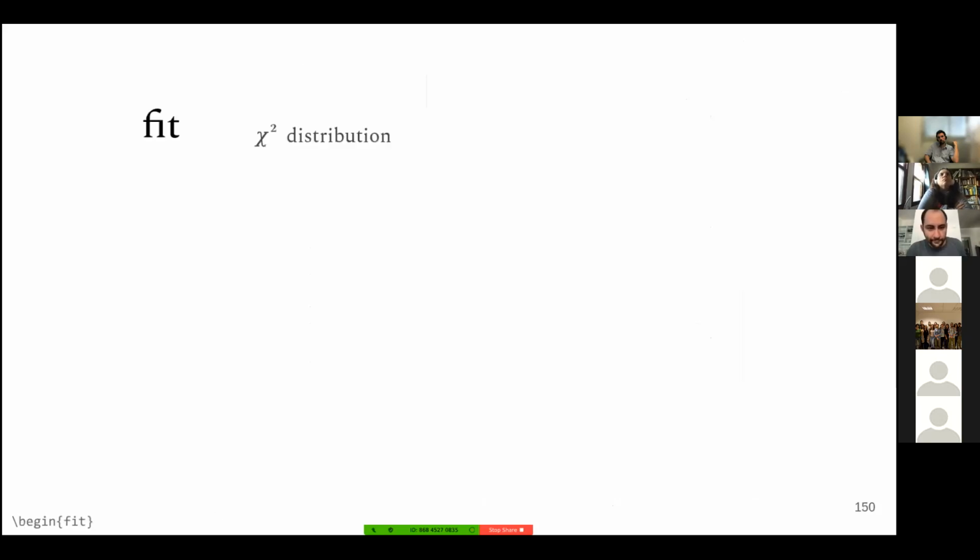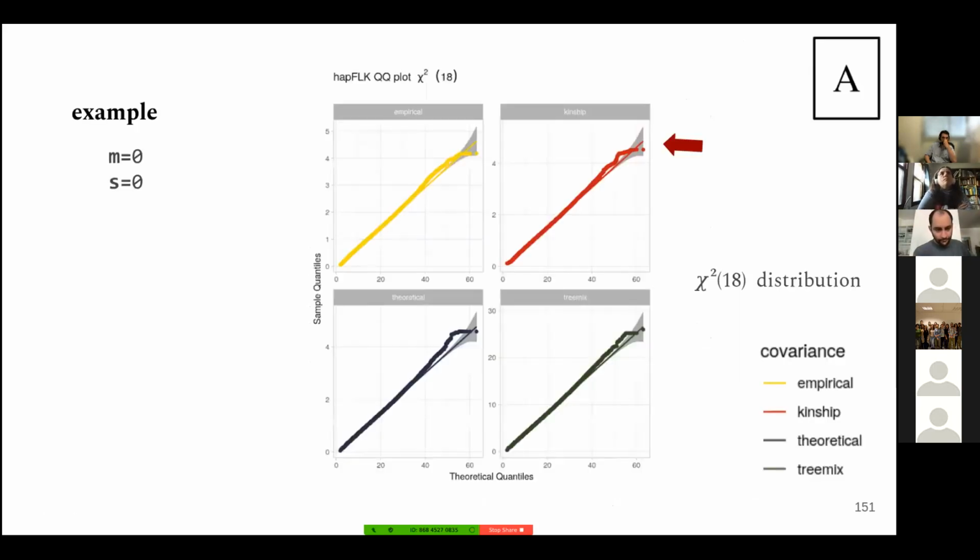Now, we want to know how well these distributions fit the expected chi-squared distribution. So I performed a visual assessment using QQ plots for the different scenarios. I compared the quantiles of the HAPFLK distributions with the quantiles of the theoretical chi-squared distribution, and points within the 95% confidence interval band would imply a good fit to a corresponding chi-squared distribution. In this case, in the absence of admixture, we can see that the fit is relatively good, with maybe the theoretical estimation being a little bit off.